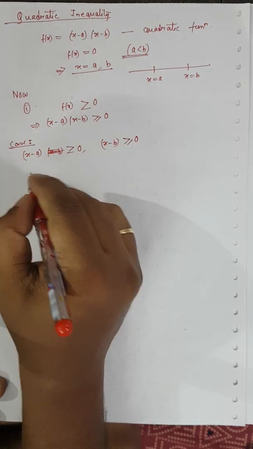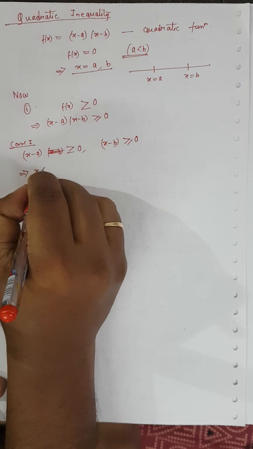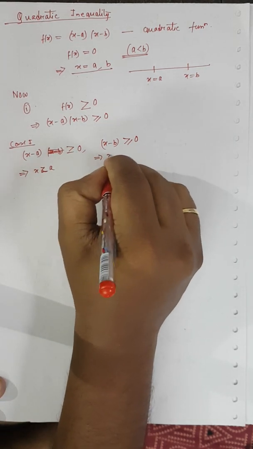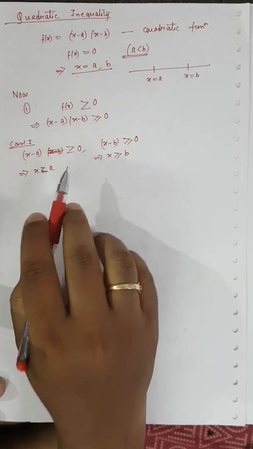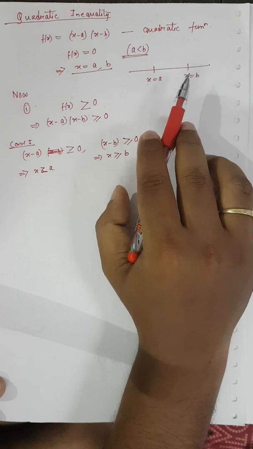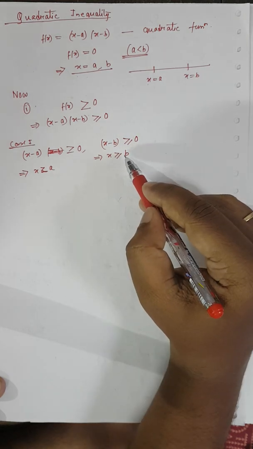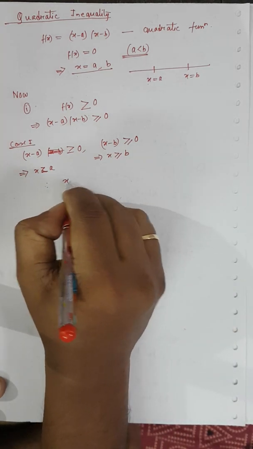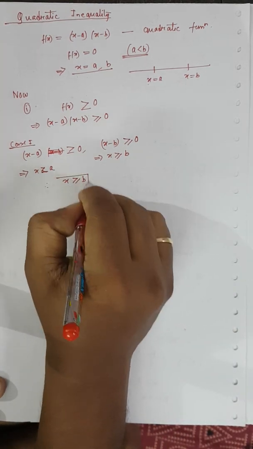So from here I am getting x is greater or equal to a and x is greater or equal to b. So clearly a is less than b. So if a number is greater than b, then it will of course be greater than a. Therefore the common case will be x is greater than b.